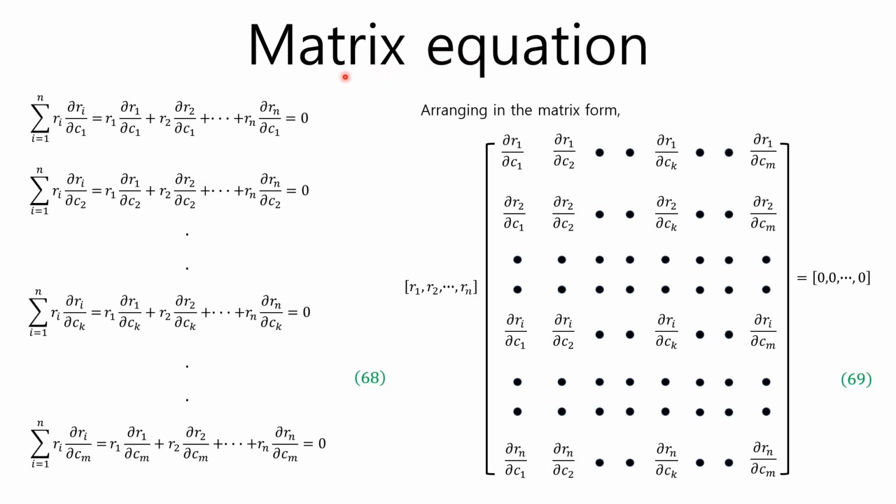Equation 68 can be expressed in matrix form as shown in equation 69, in which we have the residual row vector R, the partial derivative matrix with respect to the coefficient Ci, and zero row vector. In this equation, the number of entries of the residual row vector is n, and the partial differential matrix has n rows and m columns. The right-hand side of equation 69 represents a zero row vector with n entries. M is the number of coefficients or parameters that the system equation has, and n is the number of data sets.